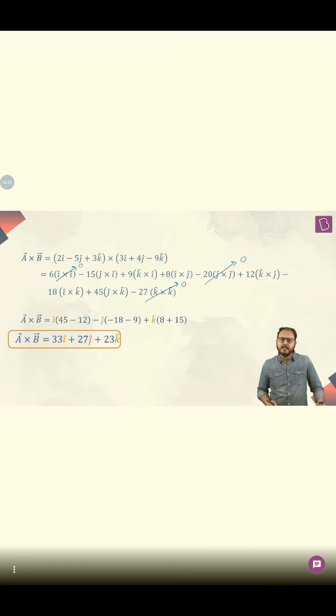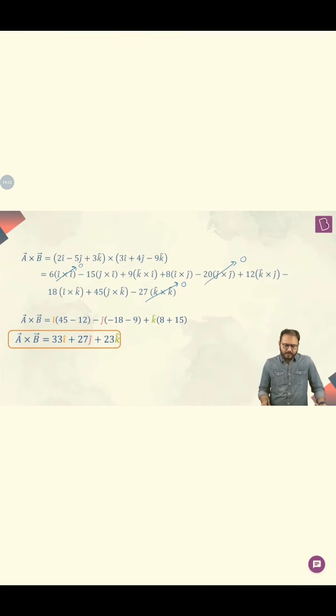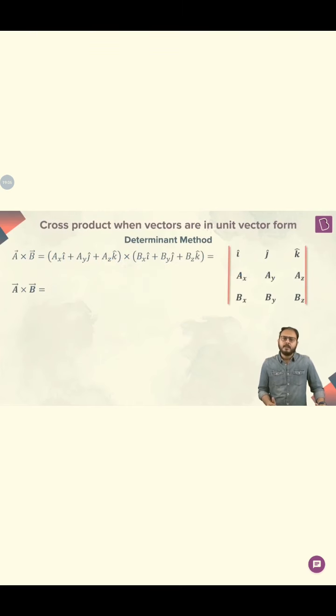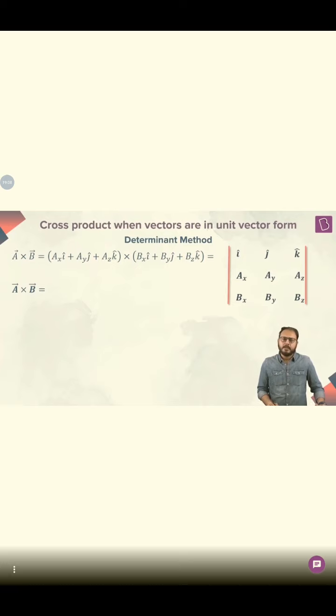You follow the cycle. Now you know how to do that, okay? So I'm giving you the result. Trust me on this one, I followed the same thing, I, J, K. Once I do that, I get the answer 33I, 27J, 23K. Looks a little cumbersome, right? How about I teach you the trick, the determinant method.